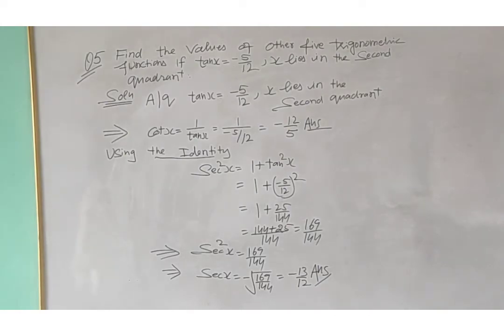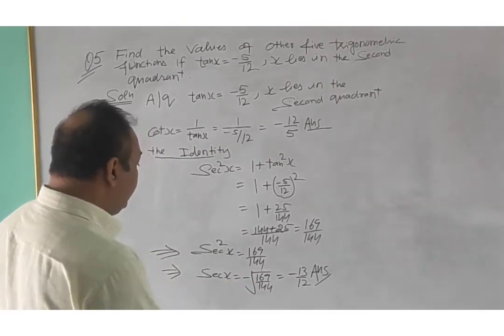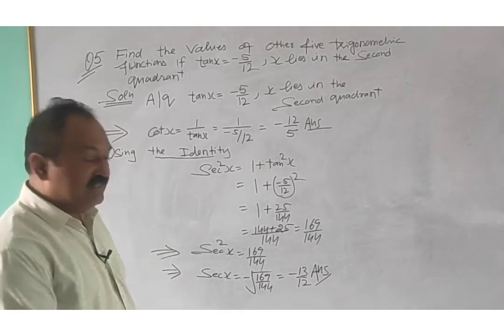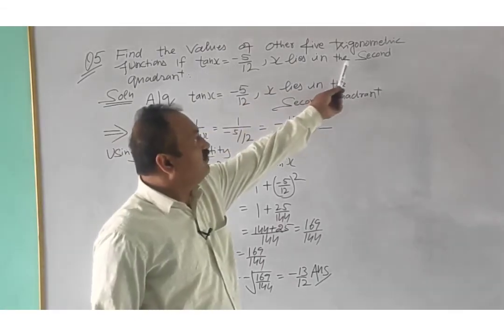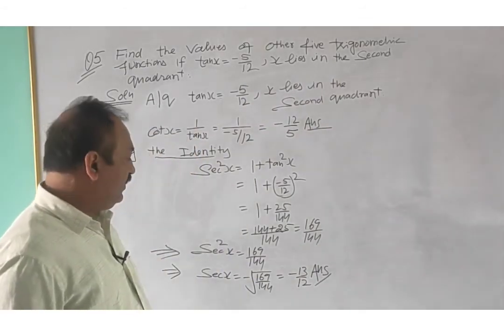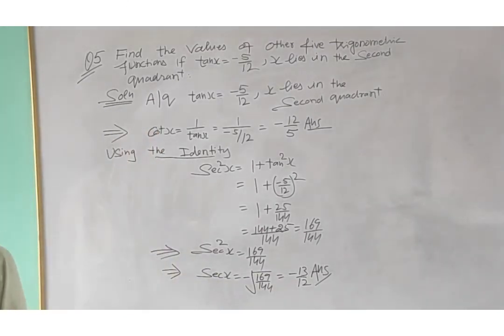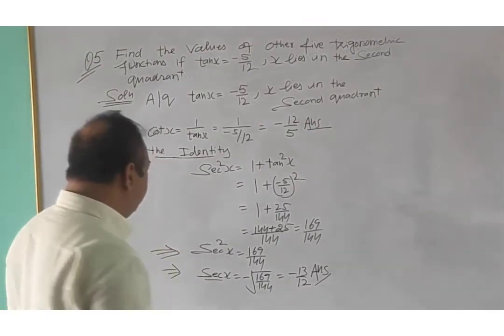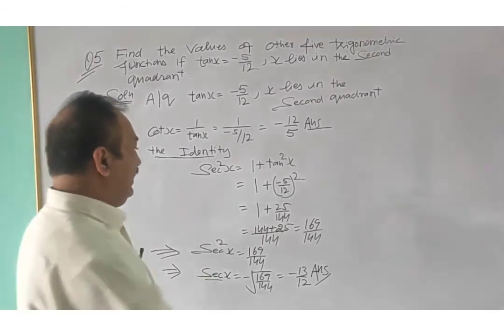Secant square x is equal to 169 upon 144, and taking the square root and taking only the negative sign because secant x is negative in the second quadrant, not the positive sign, you will get the value of secant x, that is minus 13 upon 12. 13 is the square root of 169 and 12 is the square root of 144. And after taking the reverse of secant x, you can find the value of cos x immediately.